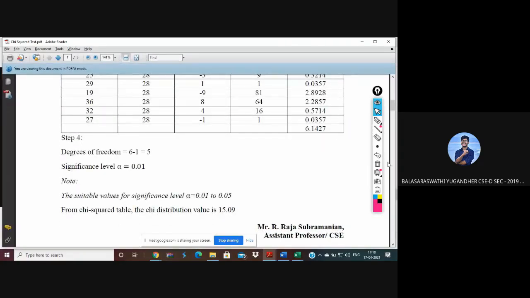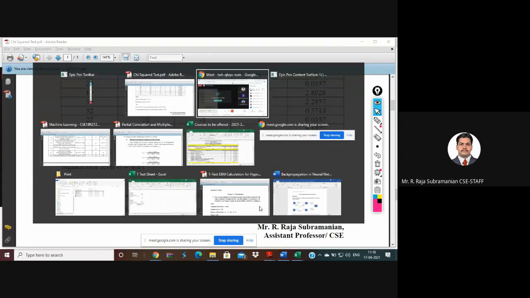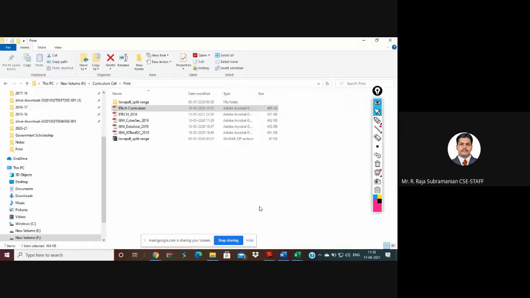Yes, that significance value 15.9. This is not understood, sir. Can you explain how this 15.9 came? You are correct, it is 0.01 to 0.05. Now I say 15.09. Okay, I'll take the chi-square table. I have everything in the notes folder.